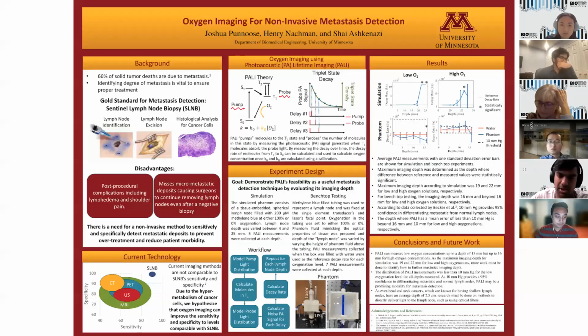So in conclusion, I've shown through simulation that the maximum imaging depth that we can achieve is 22 millimeters. However, as many lymph nodes have an imaging depth that's greater than this, we will have to find ways to improve our imaging depth by either increasing the concentration of methylene blue to improve our signal, or we can try to directly deliver light into the lymph node using optical fibers.